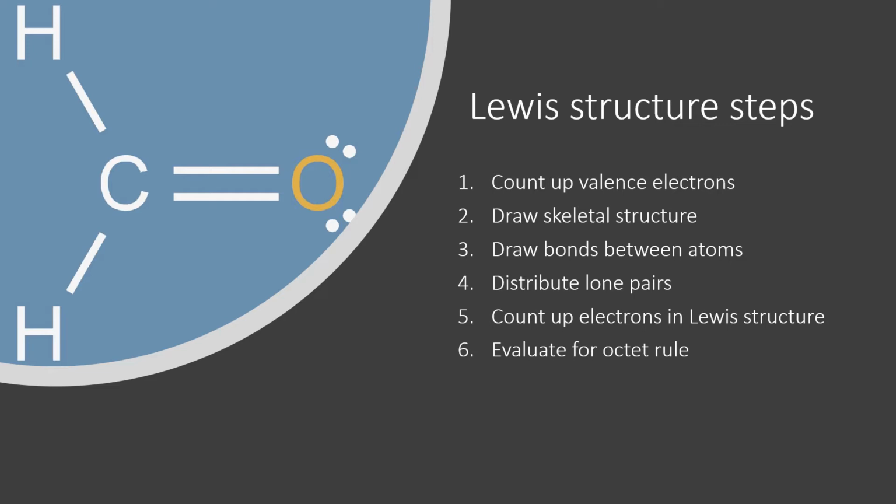Then you want to evaluate individual atoms for the octet rule. This means in some combination of lone pairs and covalent bonds, you have 8 electrons around your atoms. This does not apply to hydrogen. Finally, for the atoms where the octet rule is not obeyed, you can take lone pairs and transform them into double or triple bonds as needed in order to get a Lewis structure where the octet rule is obeyed and you still have the correct number of electrons in your structure. So let's take a look now at a specific example.